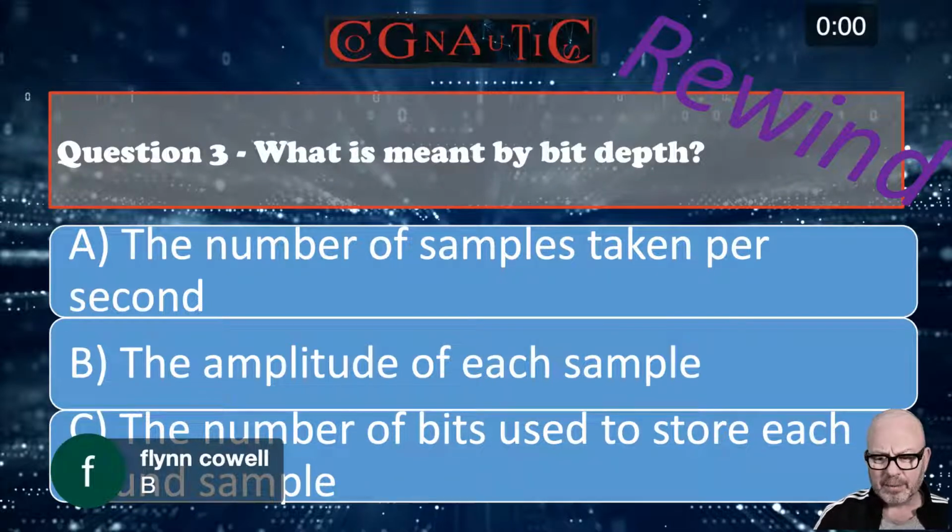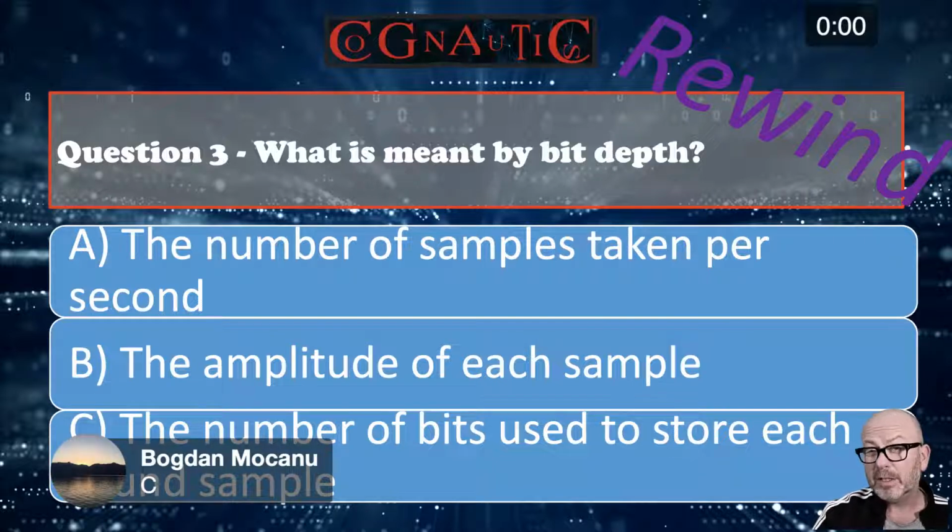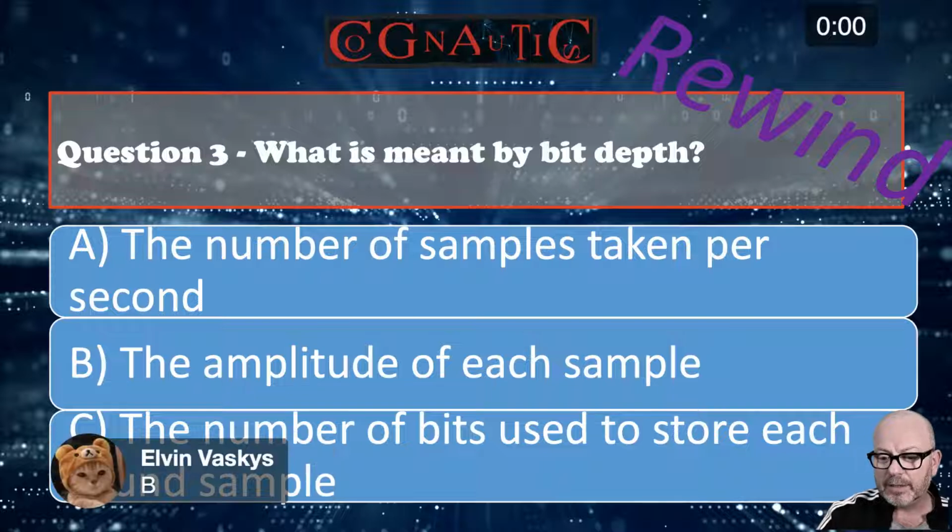Flynn, how are you, dear man? We've got a B for Flynn. We've got a C for Bogdan. There's been a divergence of opinion here. Elvin's going for a B. Shall we see where we are?